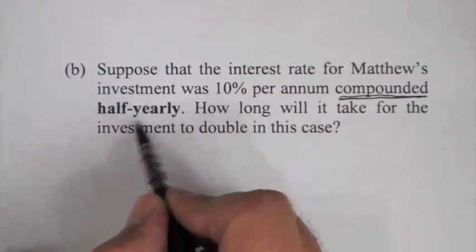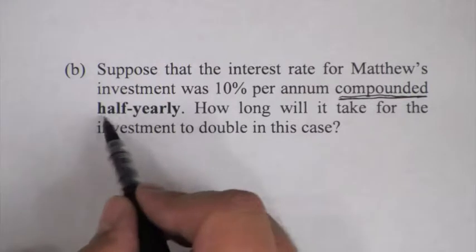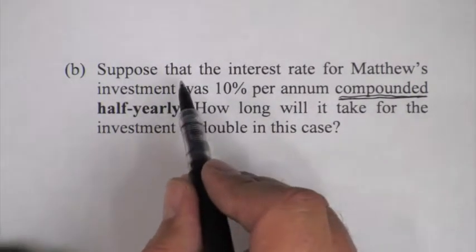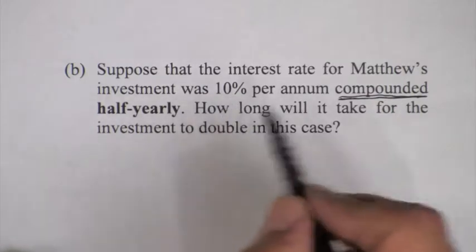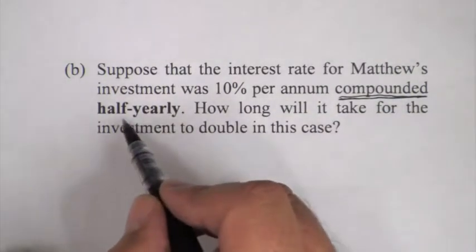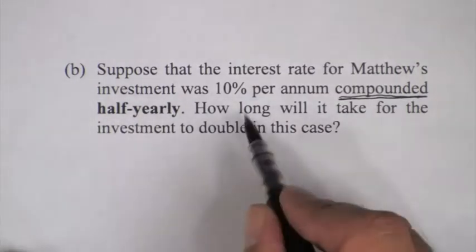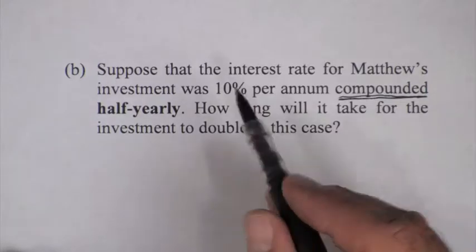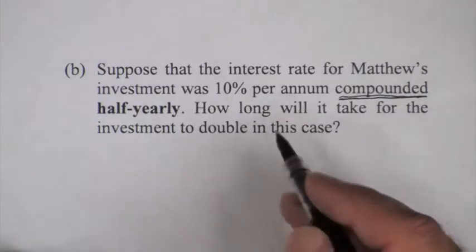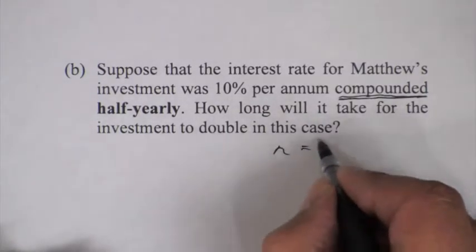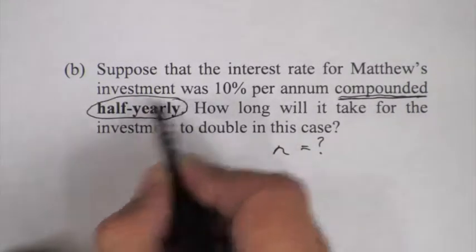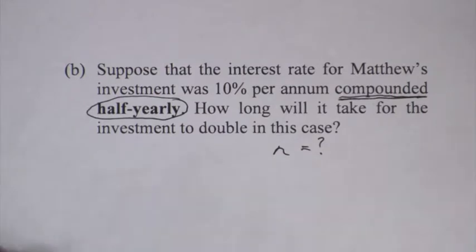You'll remember in the previous part, it was the same question: Matthew deposits 4,000 Rand at 10% per annum, compounded yearly or annually. Now it's half yearly. How long will it take for the investment to double? So it's still the 4,000 that becomes 8,000. It's still N that we are looking for. The only difference now is that the compounding is half yearly. Let's see what difference it's going to make to our problem.